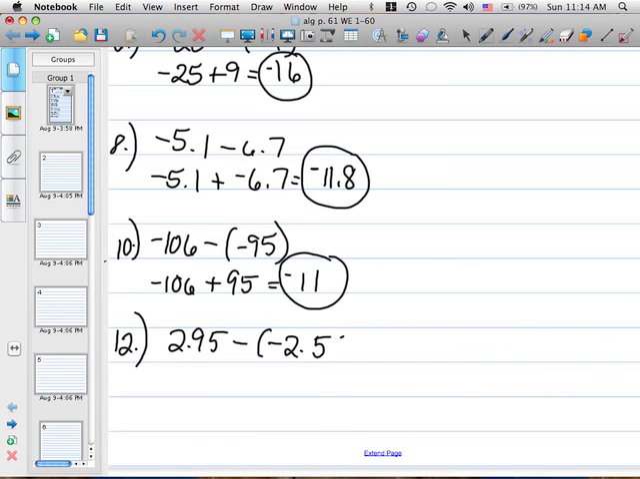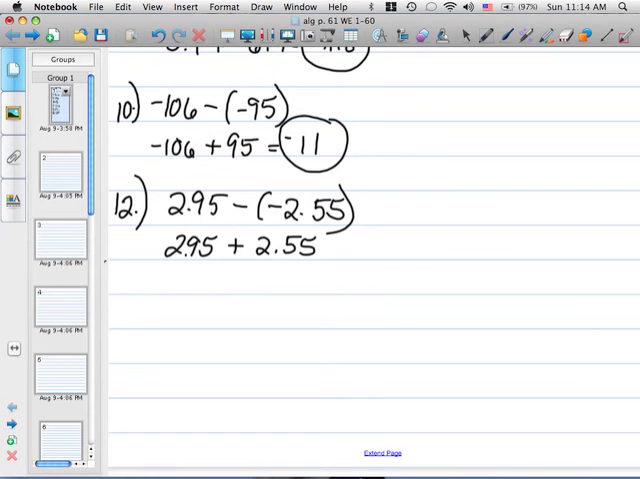Change to addition, negative 106 plus 95. The signs are different. Subtract 95 from 106. That gives us 11, and there's more negative, so the answer is negative 11.